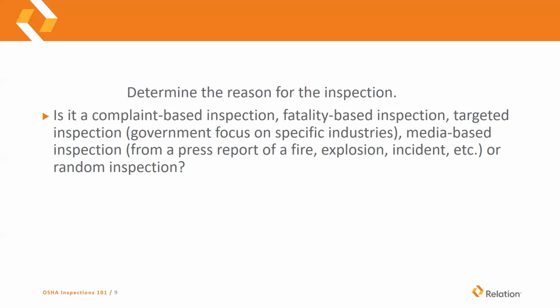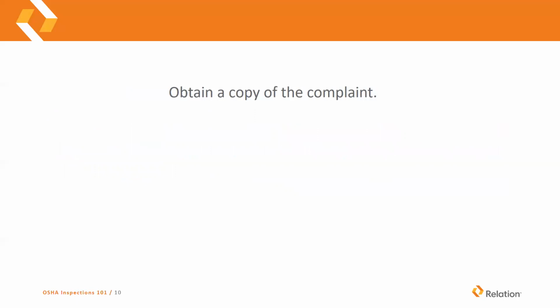The next is you need to determine the reason for the inspection. Is it a complaint-based inspection? Did you have a fatality? Because OSHA is going to be there pretty quick. Is it a targeted inspection? So is it a certain type of industry, or could it be a fall protection program that they're really looking at? Is it a media-based inspection? This could be from something that was on the news. Or is it just a random inspection? So determine that reason.